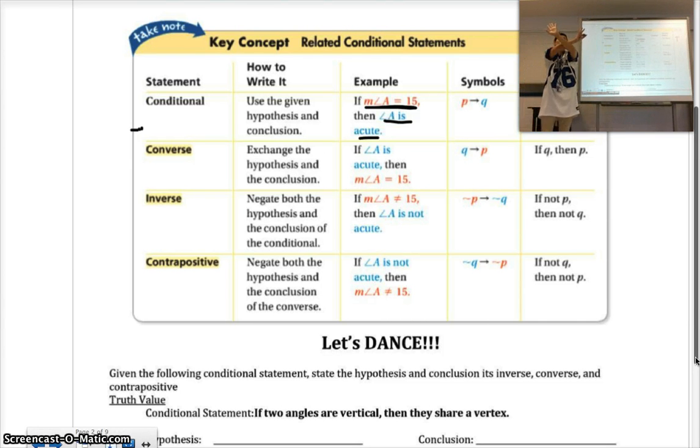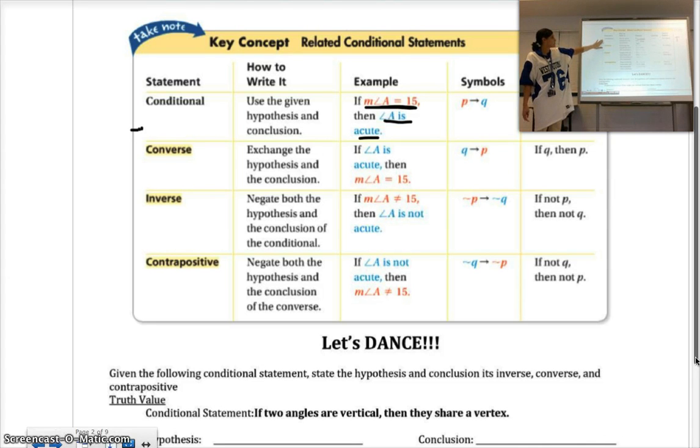I'm going to flip them, okay? So I flip them, and I'm going to negate both of them. If angle A is not acute, then the measure of A is not 15, okay? You have to know these. These are on the SOL. All right, let's talk one more thing, and I'll let you go to lunch.